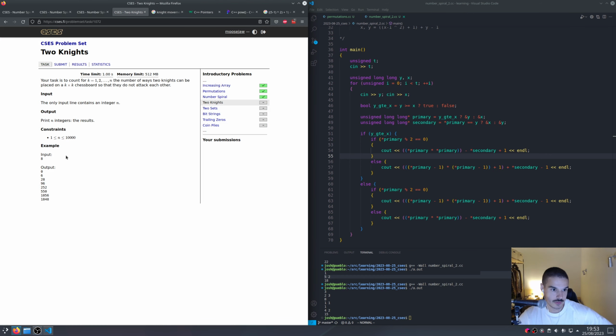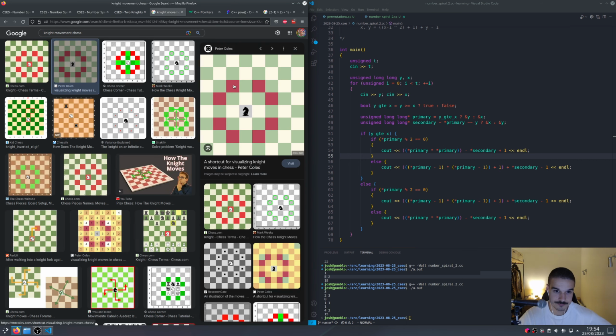So let's see though, two knights between 1, 2, and n. The number of ways two knights can be placed on a... Oh, okay, so that they don't attack each other. So this goes up to 8. So basically, on given input 8, there are 1,848 ways where you can have two knights placed so that they do not attack each other. So actually, this would represent knight number 2.